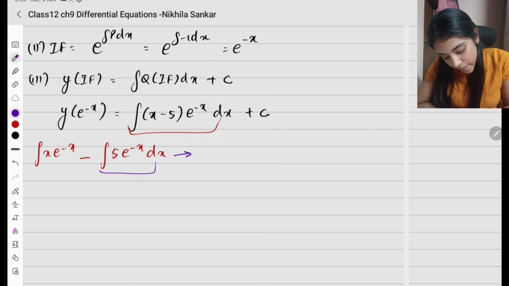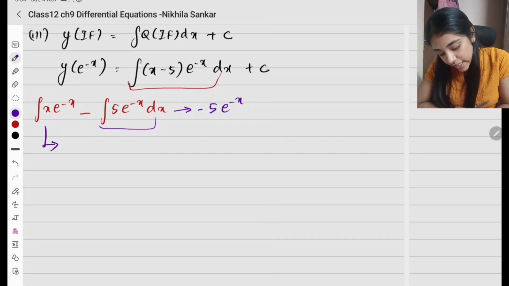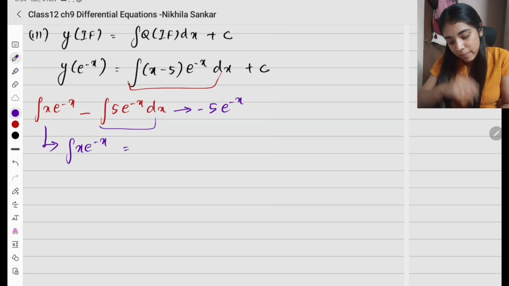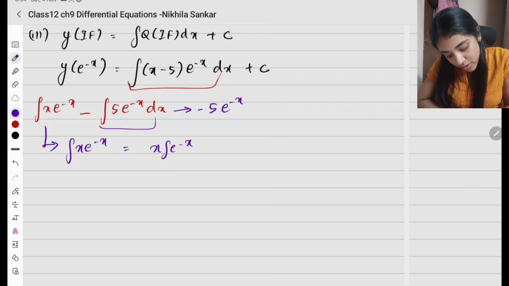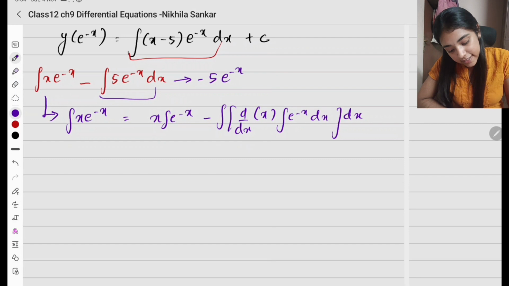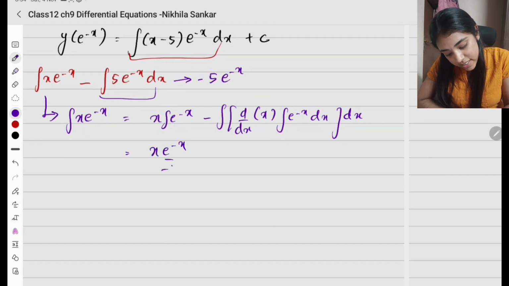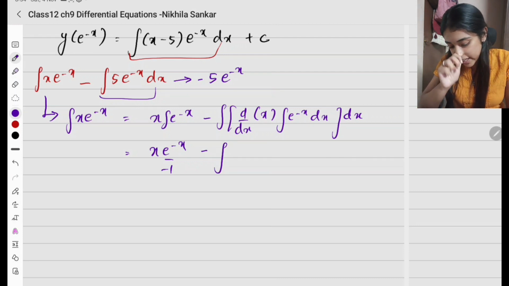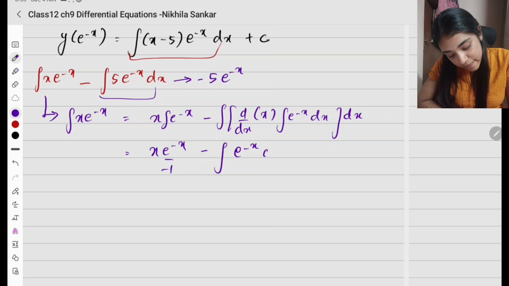So first, if we solve this, what do we get? I have 5 e to the minus x, whose derivative is minus x minus 5. Solving this particular integral, I have x e to the minus x. So I am going to do it by parts. So I have x integral e to the minus x minus, open the bracket, integral, open the bracket, d by dx differentiation of the first term, integral of the second term, dx times dx. So this is going to be x e to the minus x divided by minus 1. We did the same thing in the last question. d by dx of x is 1, times the integral of e to the minus x, which is e to the minus x divided by minus 1, times dx.